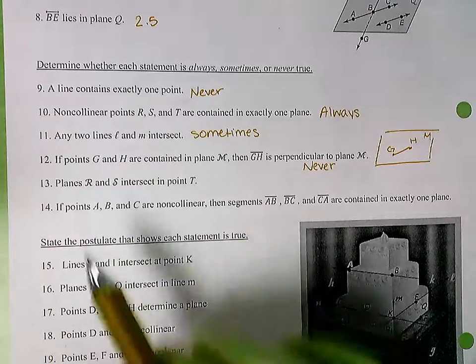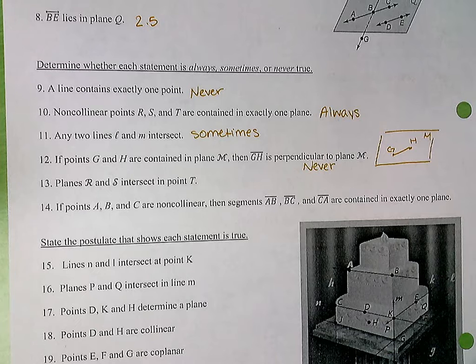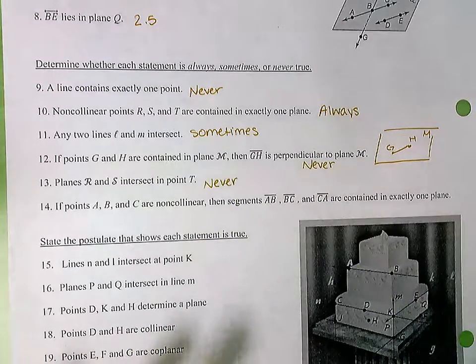All right, 13. Planes R and S intersect in point T. 2 planes have to intersect in a line. They can never intersect in 1 point. So this is never. The next one's always.